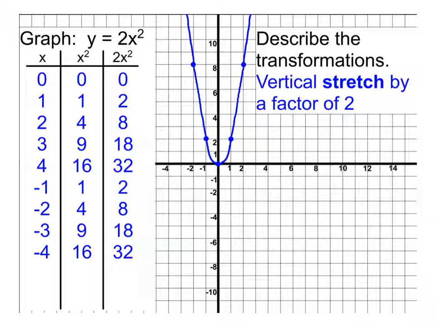And so add this also to your graph. Make note of it kind of on your grid or next to it so that you can keep track of that. That multiplying by 2 is a vertical stretch by a factor of 2.